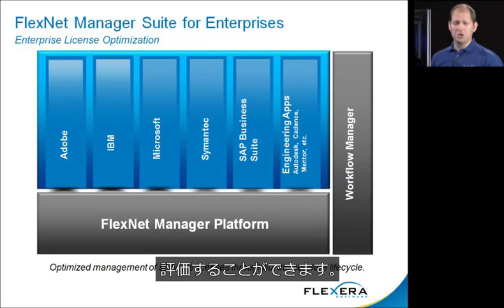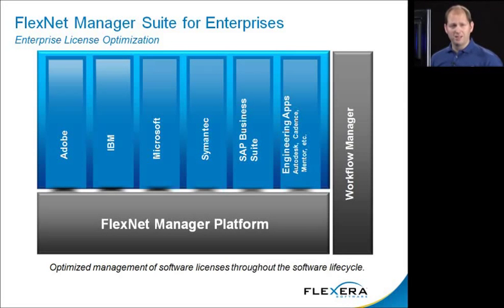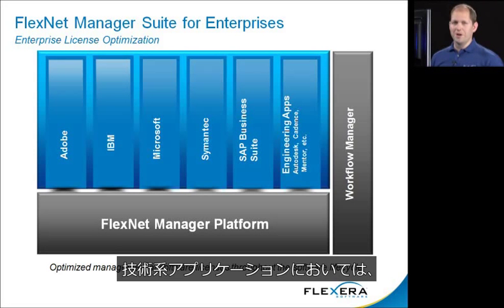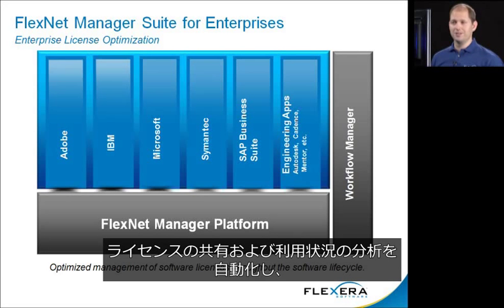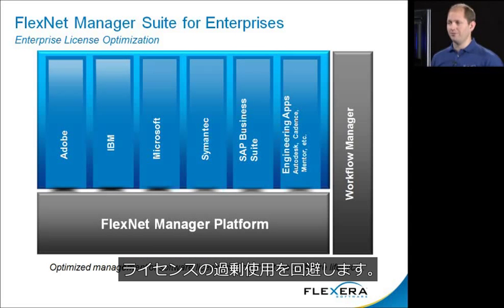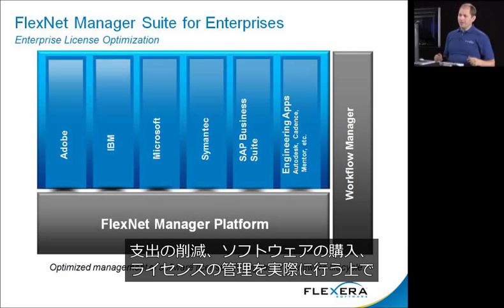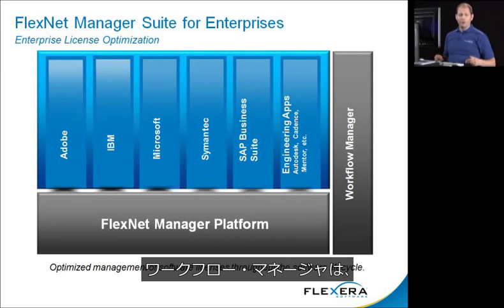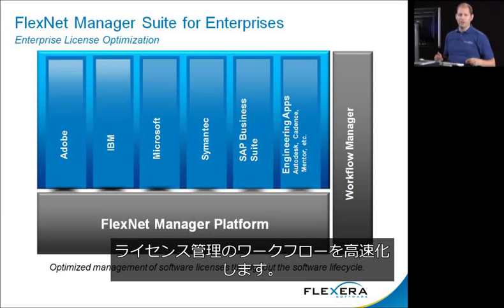And additionally, for SAP Business Suite and many thousands of engineering applications, we can go a step further and automate the actual allocation and usage analysis of those licenses and ensure that you're not using licenses above the level that you have. And to actually manage the process of finding savings, requesting software, and managing that software licensing, we have the Workflow Manager product, which helps accelerate and manage the workflow that you use to manage your licensing.